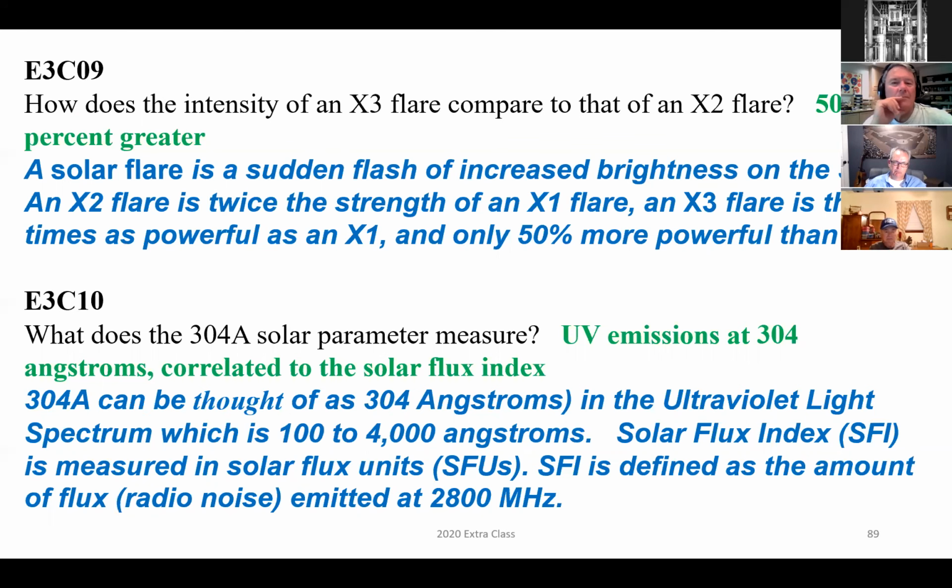E3C10. What does a 304 angstrom solar parameter measure? That measures UV emissions at 304 angstroms correlated to the solar flux index. And 304A can be thought of as 304 angstroms in the ultraviolet light spectrum, which is 100 to 4,000 angstroms. The solar flux index is measured in solar flux units. And the solar flux index is defined as the amount of flux or radio noise emitted at 2,800 megahertz.